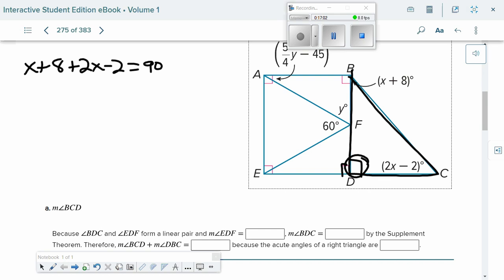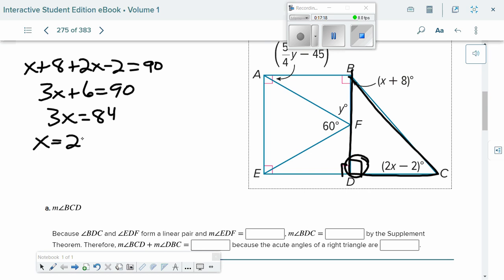If I put some like terms together over here, I'm going to get this. Okay, I'm going to subtract 6 from both sides. I get this. And if I divide both sides by 3, I get that. Okay. If I plug them both in, that x plus 8 becomes 36 degrees.